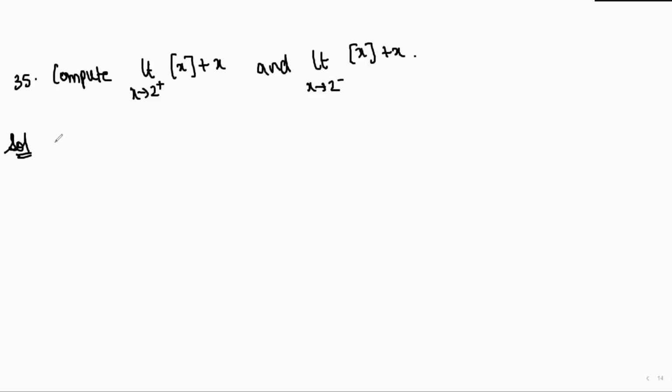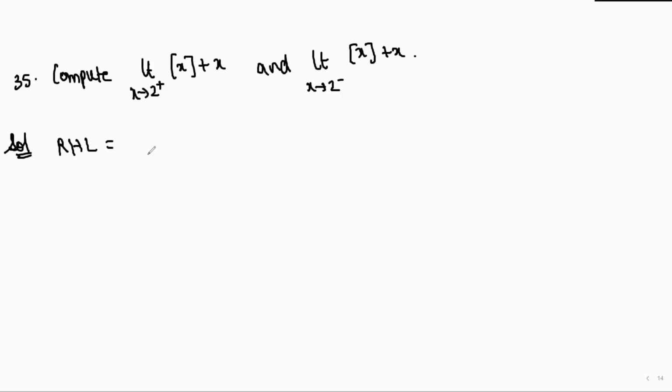So take the next question. Compute the limit as x tends to 2 plus of [x] plus x, where [x] is the greatest integer function, and the limit as x tends to 2 minus of [x] plus x. So first we will find the right hand limit. The first one is the right hand limit, the next one is the left hand limit.